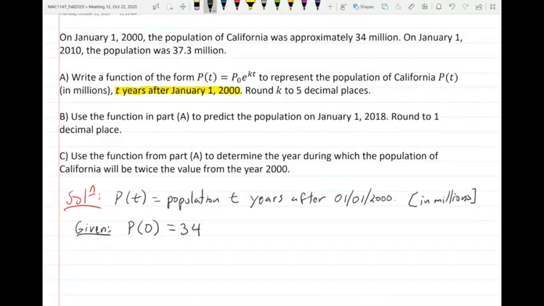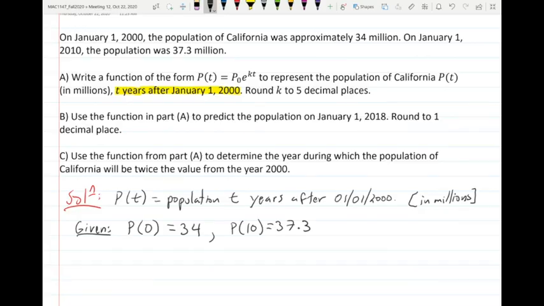All right. How about the second sentence? What's the second sentence telling us? They say on January 1st, 2010, the population was 37.3 million. t equals 10. Very good. So P of 10 equals 37.3. Okay. Now with this information, we need to go ahead and figure out the model.